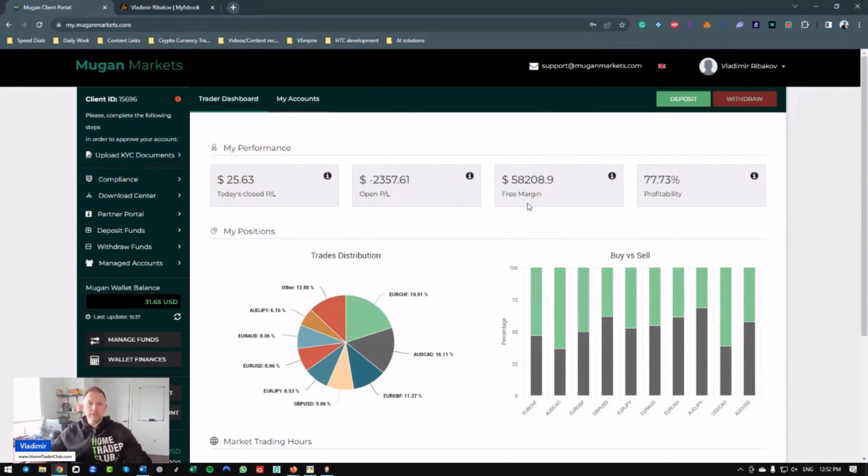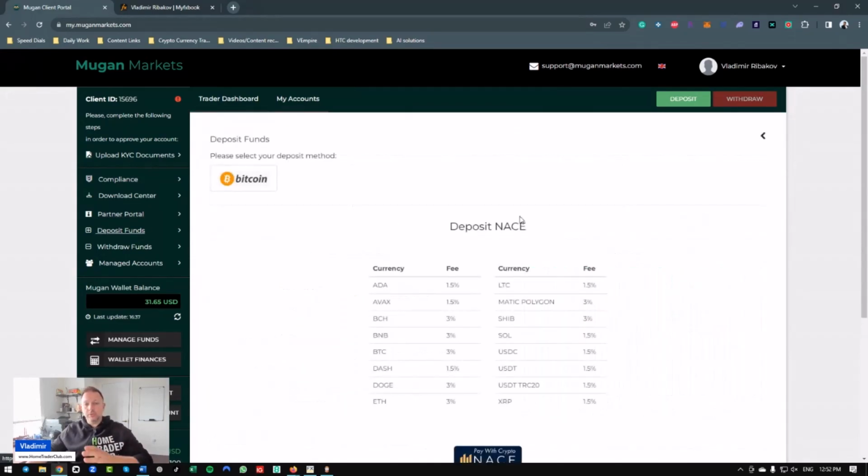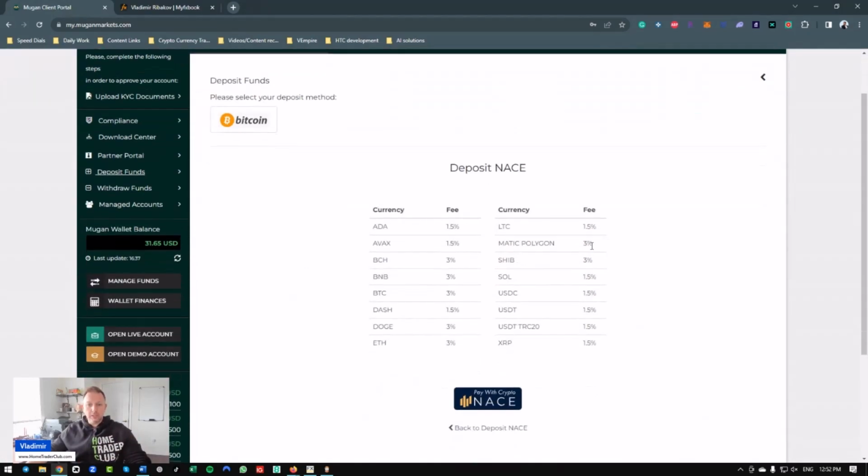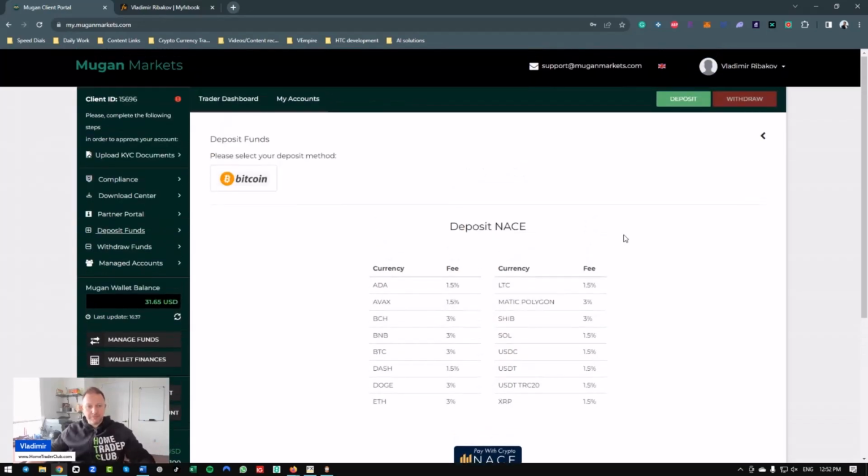like what they offer, then once you are in, take a look at all the new deposit and withdrawal options available for traders. Look at the variety of the instruments. It could be Cardano, Avalanche, Bitcoin, Binance, Dash, Doge, Ethereum, Litecoin, Polygon, SHIB was added as well, Solana, USDT, USDC, of course, the classical Ripple, which has been soaring since the last couple of days, and all that is available for you, both for the deposits and the withdrawal.